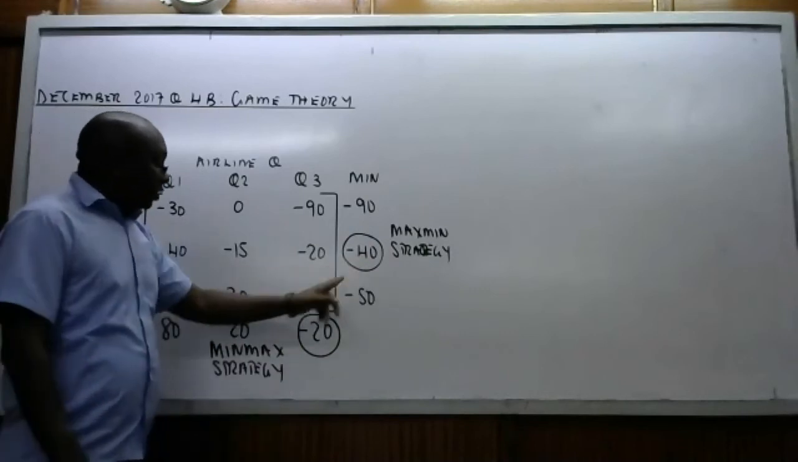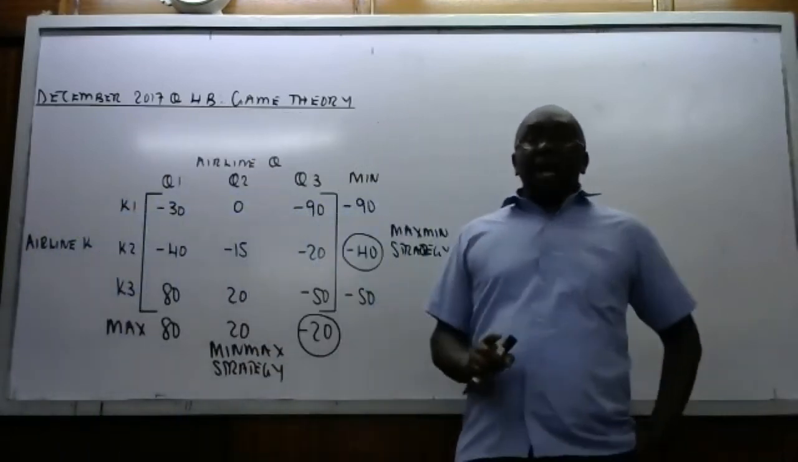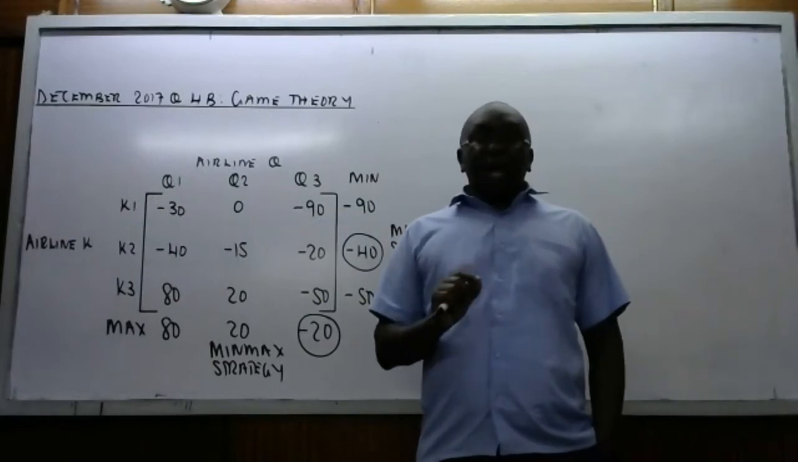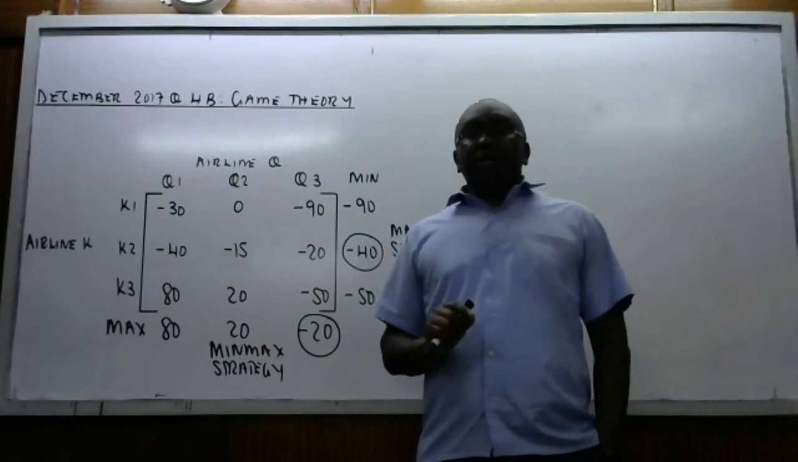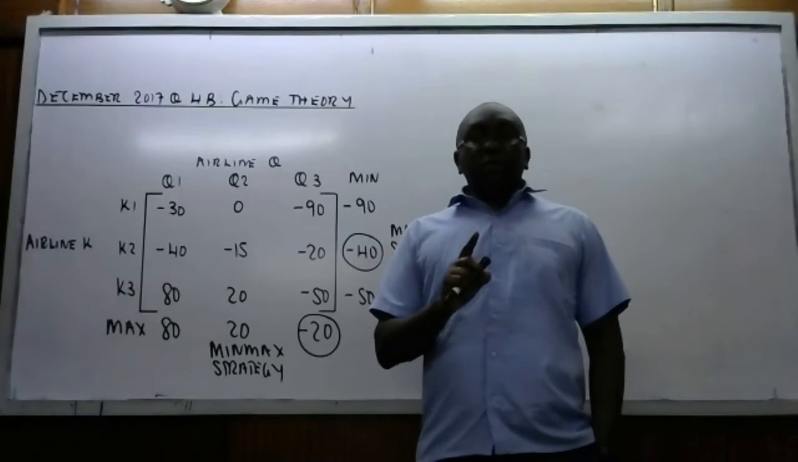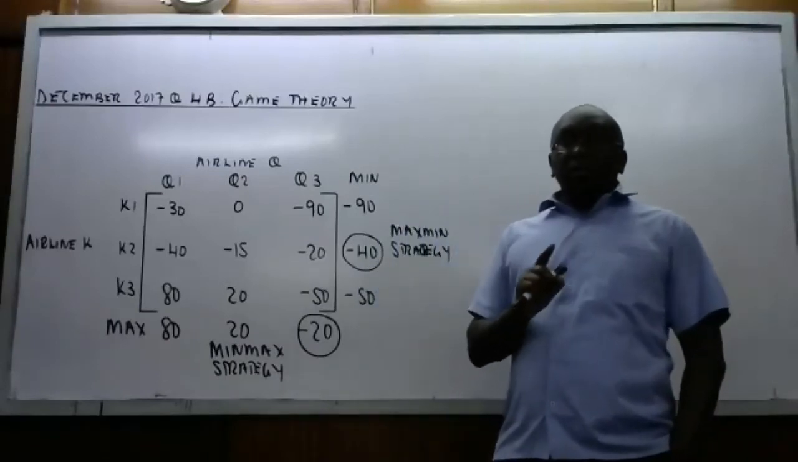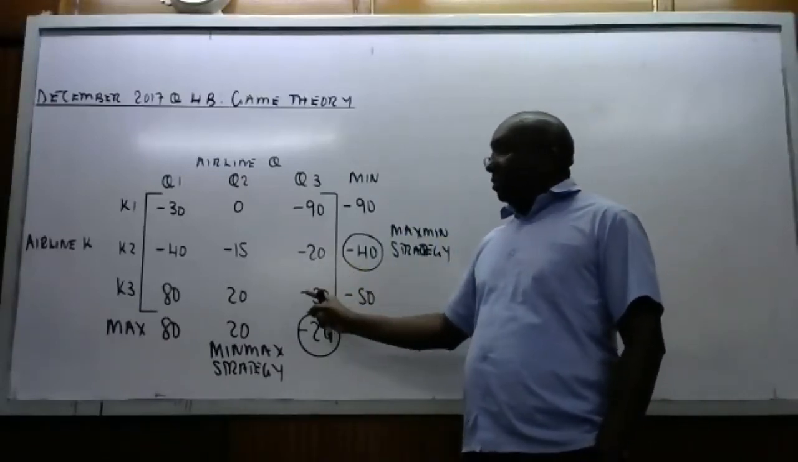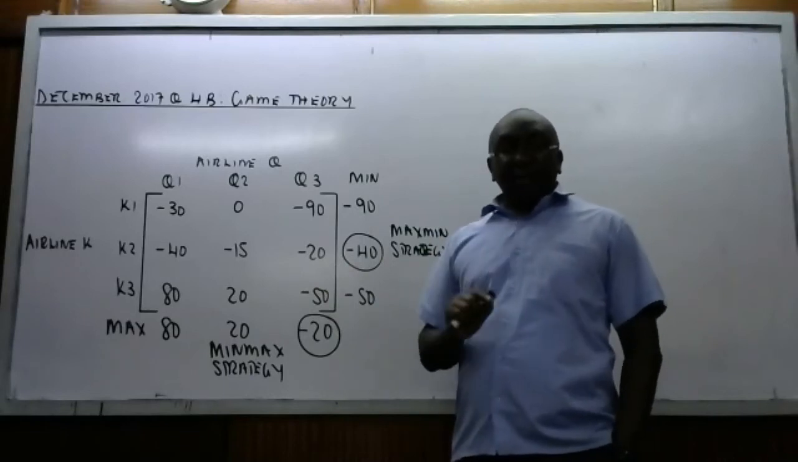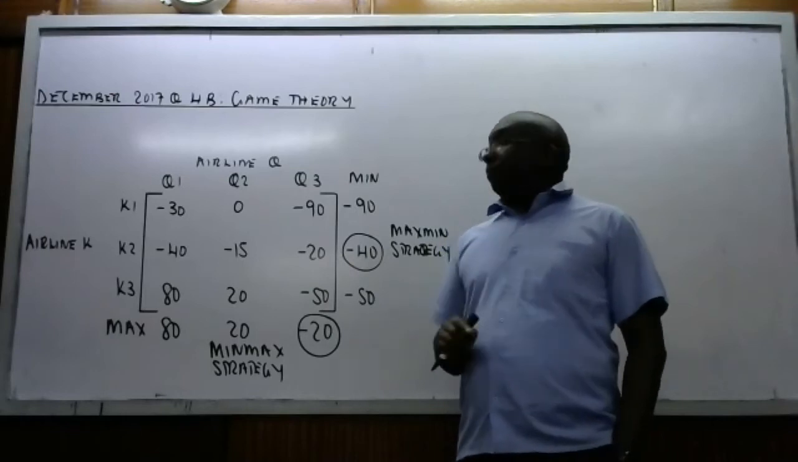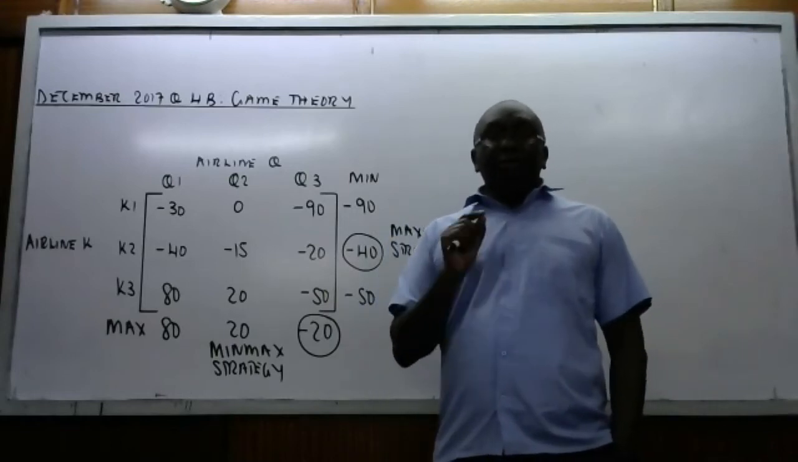So now that the selections are not similar, it means we do not have a saddle point. And if you don't have a saddle point, the next thing that you do is to check whether it is a 2 by 2 matrix. Now this game is not a 2 by 2 matrix. It is a 3 by 3 matrix. So when you say no, what you do next is to apply the rules of dominance.